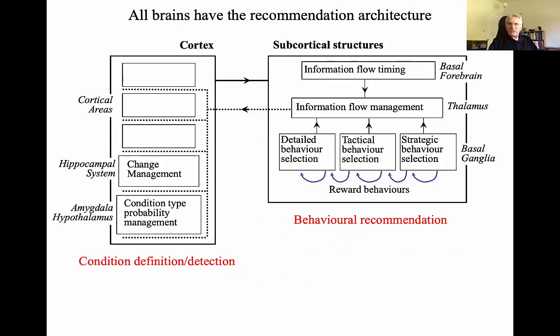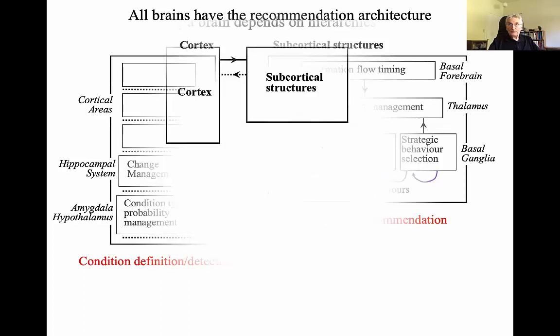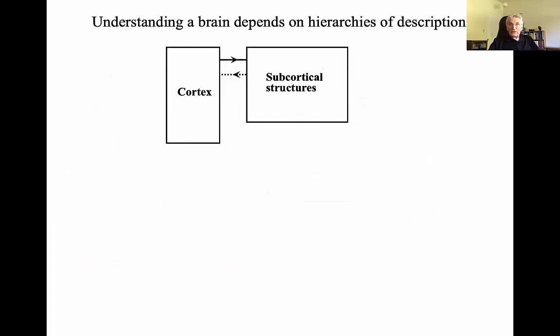And the existence of these two types, the condition definition detection and the behavioral recommendation, mean that it's possible to create hierarchies of description that are analogous with, but completely different from the ones we use to understand computer systems. At the highest level, we can describe cognitive processes in terms of definition and detection of receptive fields in the cortex, subcortical interpretation of detections as behavior recommendations and implementations of the most strongly recommended behavior.